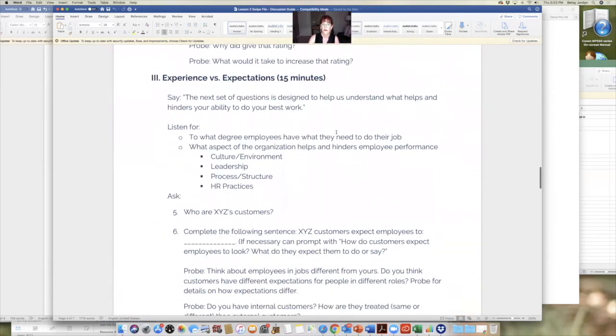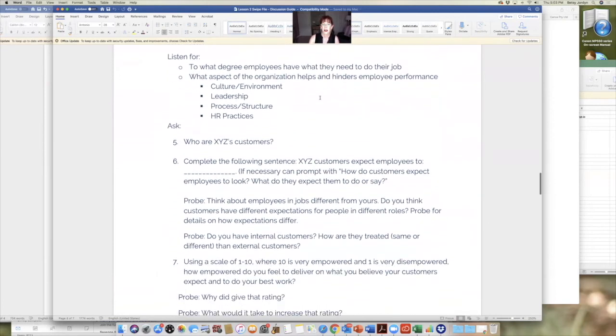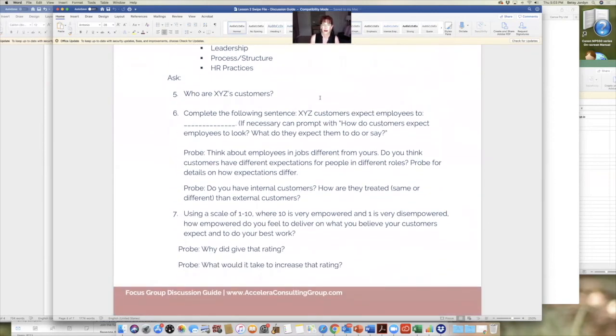So once you get the softball questions out of the way, then you can start getting into a little bit more of the meat of what's going on in the organization.